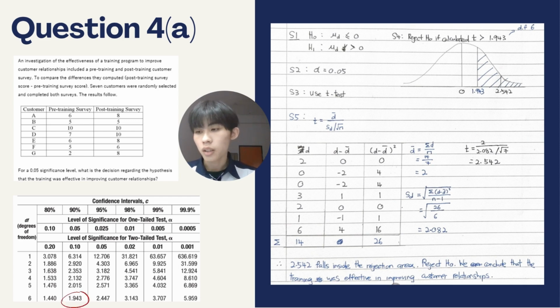Lastly, we just plug the standard deviation of the differences and the mean of the differences into the t-value formula, which is t equals d bar divided by SD over the square root of n. And we will get 2 divided by 2.082 over the square root of 7, and we will get 2.542 as the t-value. In conclusion, since 2.542 falls inside the rejection area, we need to reject H0. At last, we can conclude that the training was effective in improving customer relationships.